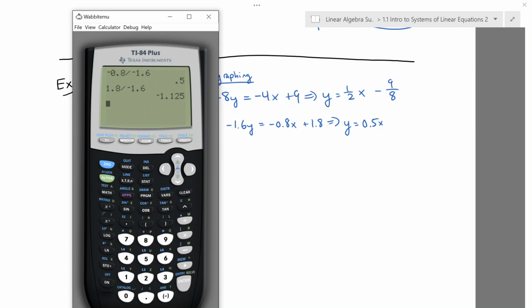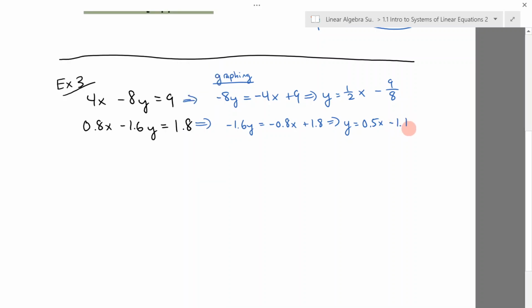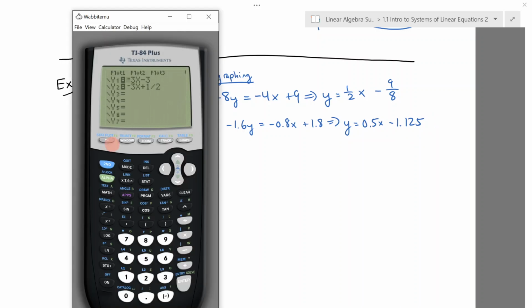So negative 1.125. Okay, so let's again graph them. Let's clear the last system. So what do we have? 1/2 x minus 9/8. And then the other equation is 0.5x minus 1.125. It might not be obvious, but these are actually both exactly the same equation, right? Because 1/2 is the same thing as 0.5, and 9 divided by 8 is the same thing as 1.125.